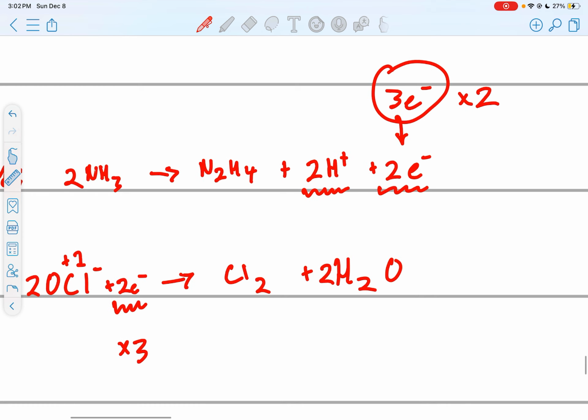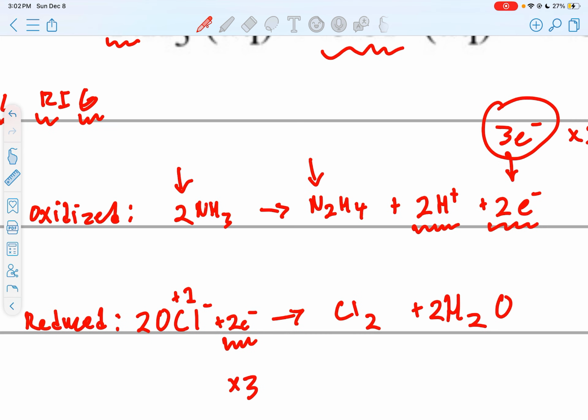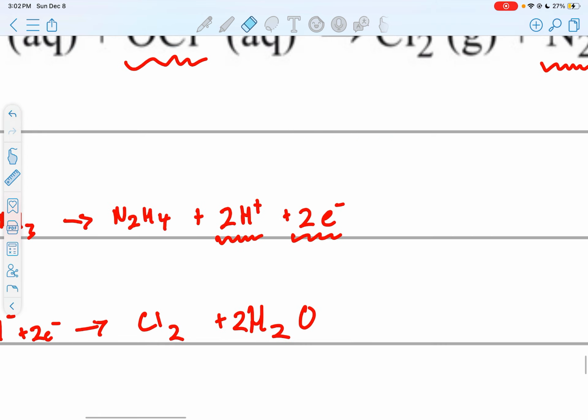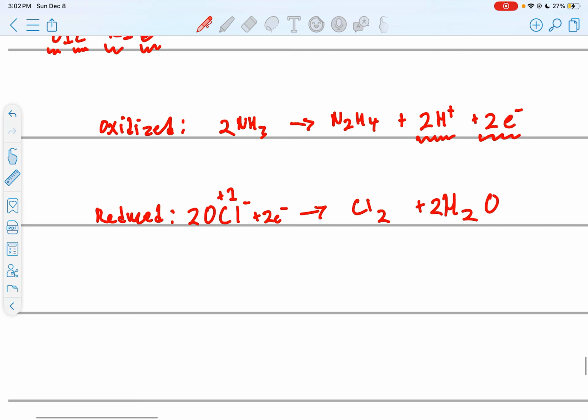And if you're multiplying the electrons, you have to multiply all the coefficients as well, obviously. And that's how you balance half reactions, okay? So this example doesn't have that, so we don't need to do that. Okay, so now we have our half reactions. Everything is good. Now we can combine them.